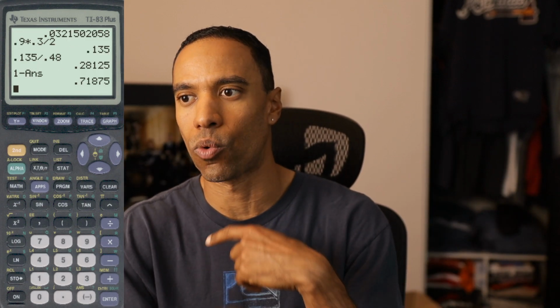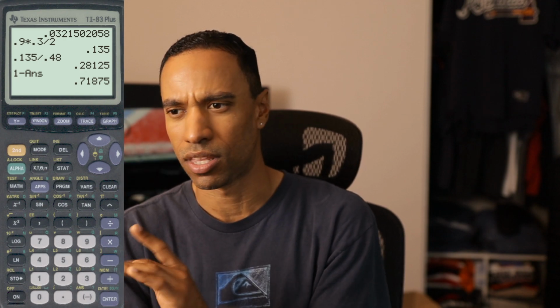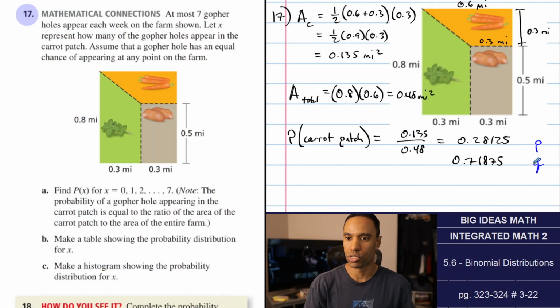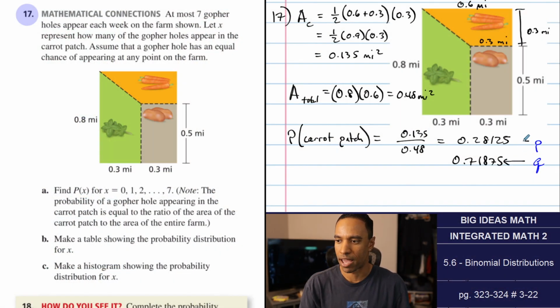If this is all about binomial stuff, it's either landing in the carrot patch or not landing in the carrot patch. It doesn't matter that it looks like a potato one and like a cabbage patch or celery, but whatever it is. So this is P. This is P of 0.28125. 1 minus that is our Q. And I'm going to write this number down, 0.71875. So there's a probability of one, probability of the other, and we can use those now to come up with the binomial distribution of having gopher holes land in there.